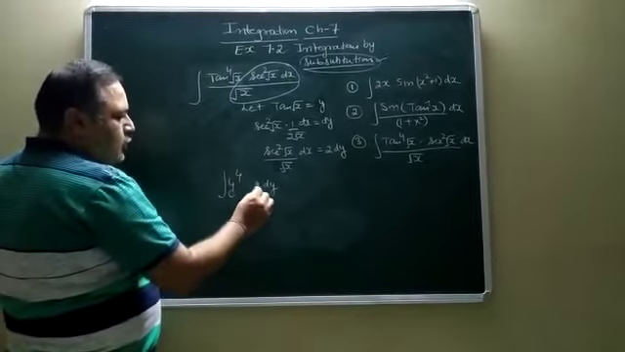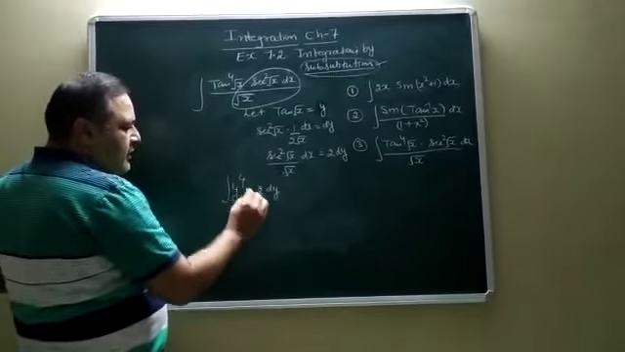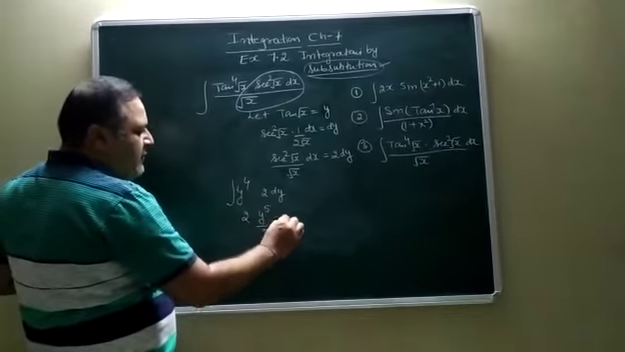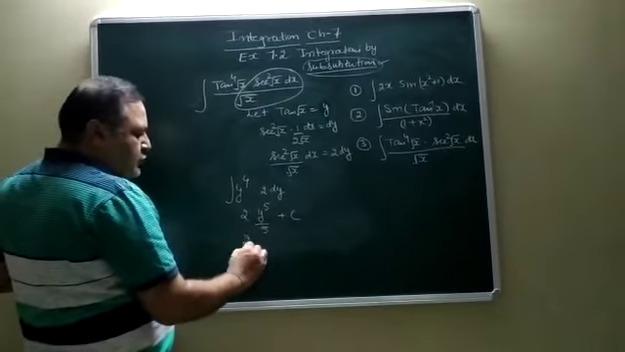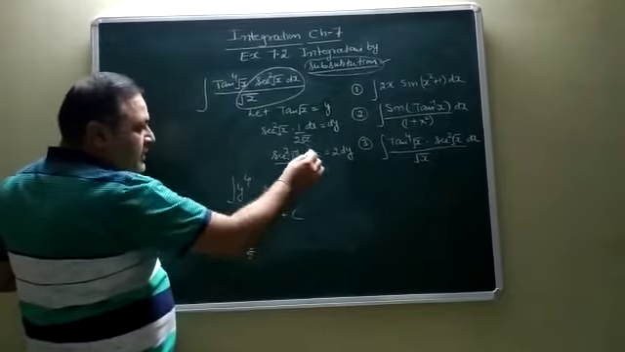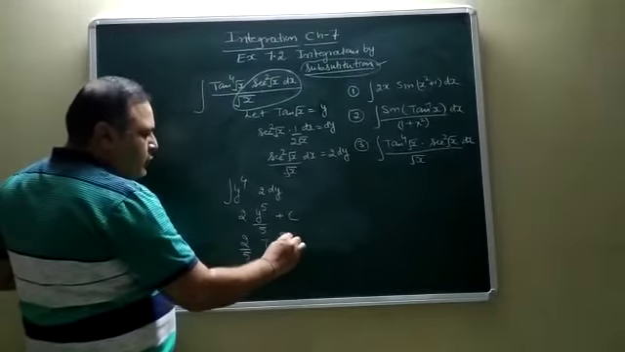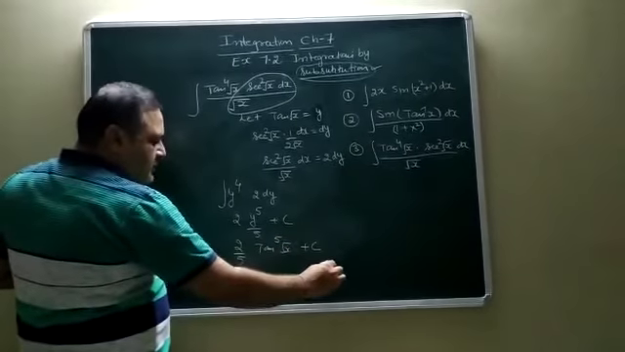When we go for integration, 2 is a constant outside. Integration of y to power 4 is y to power 5 upon 5, plus c. It is 2 by 5. The value of y is tangent root x, so the answer is 2 by 5 tangent power 5 of root x plus c.